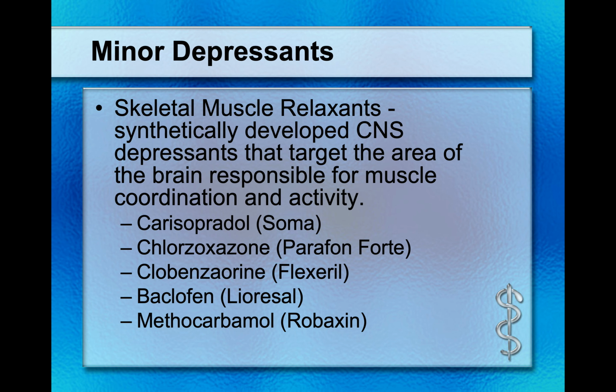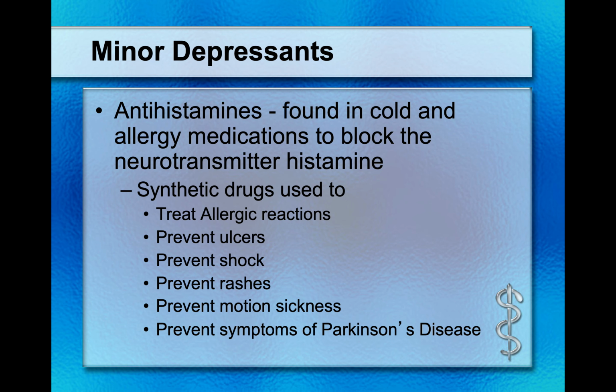Skeletal muscle relaxants are synthetically developed central nervous system depressants that target the area of the brain responsible for muscle coordination and activity. I'm not going to talk about the chemical names. These are names you may or may not have heard of. I've heard of them, of course, because I worked in medicine for such a long time. Soma, Parafon Forte, Flexeril, Lorisol, and Robaxin are fairly common. Librium is also a muscle relaxant.